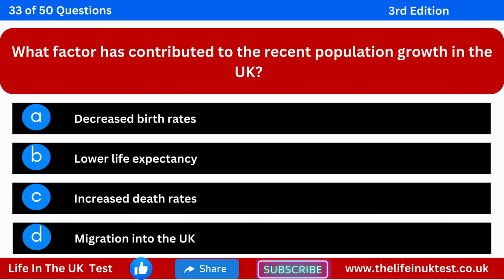What factor has contributed to the recent population growth in the UK? Option A, decreased birth rates. Option B, lower life expectancy. Option C, increased death rates. Option D, migration into the UK.